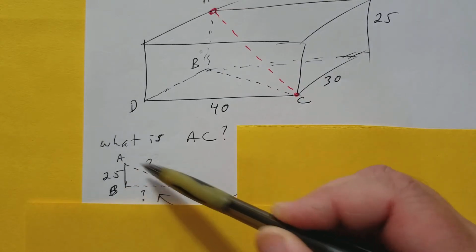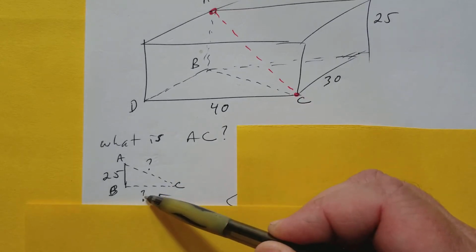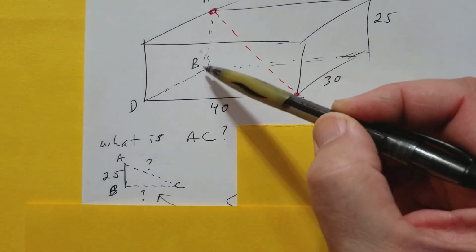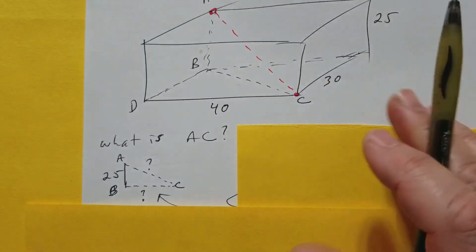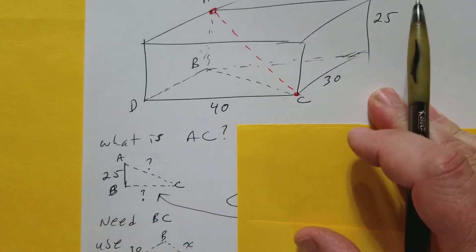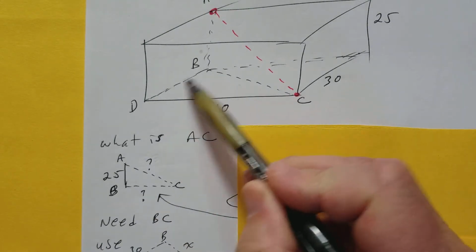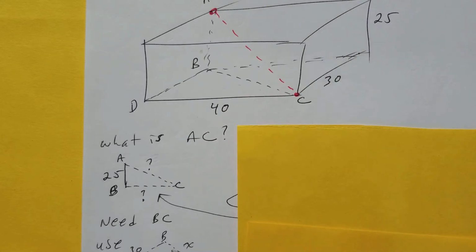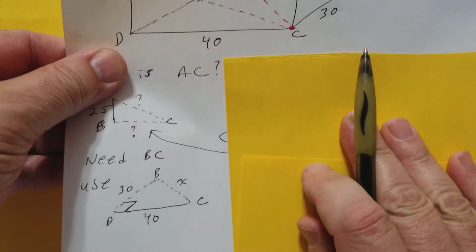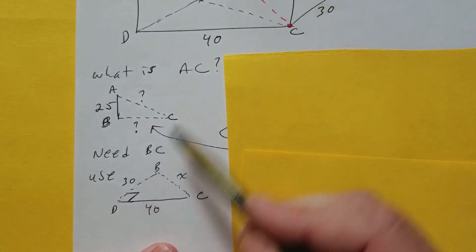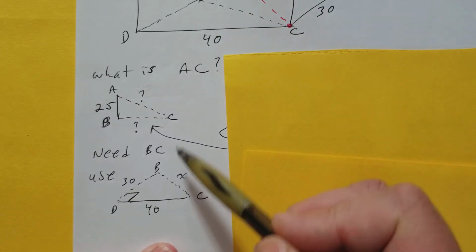But I can't get AC, which is what we need, until I have two sides given to me. I have this 25, but I don't know what this other side is. So how can I possibly get the hypotenuse? Well, let's back up. If we need BC, then let's find the triangle with BC in it. So here's BC. I redrew it here.